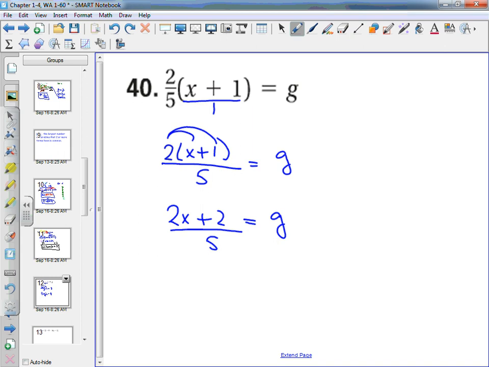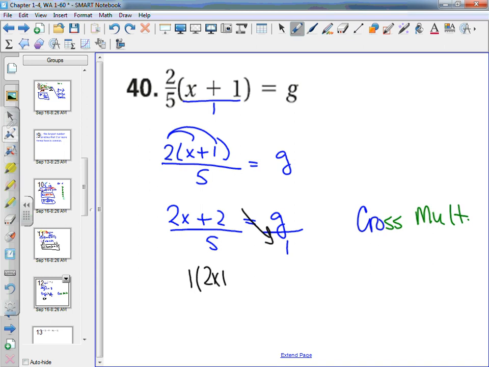Look at my arms right now. They're in the shape of a treasure hunt map, and the treasure hunt map has an X, right? Cross multiply. If you cross multiply here, we've got g over 1, right?